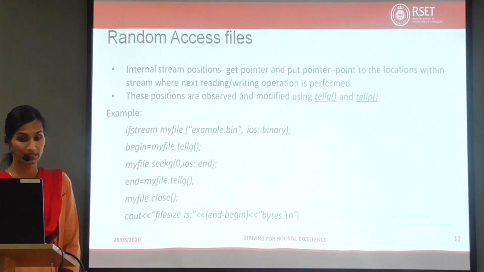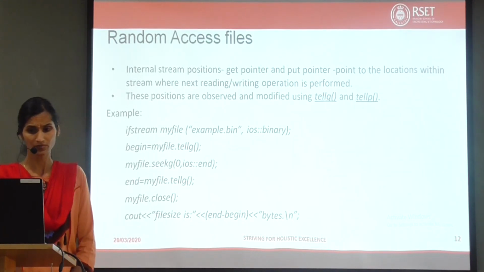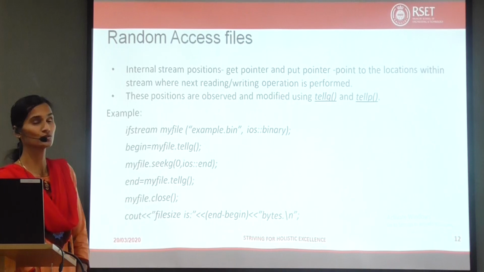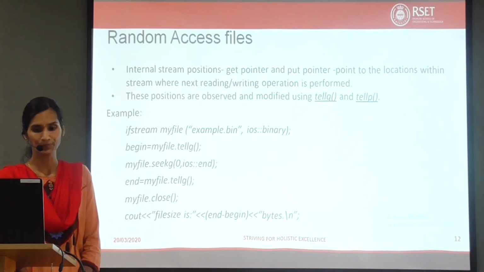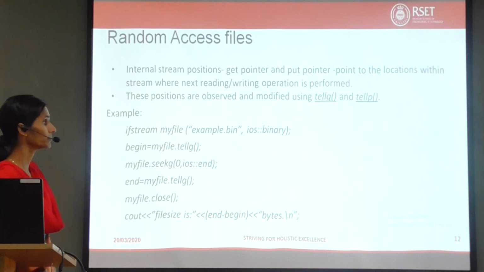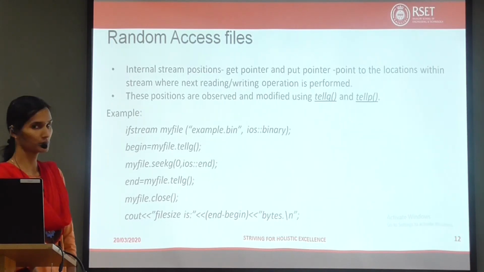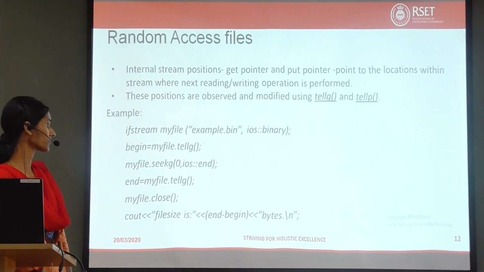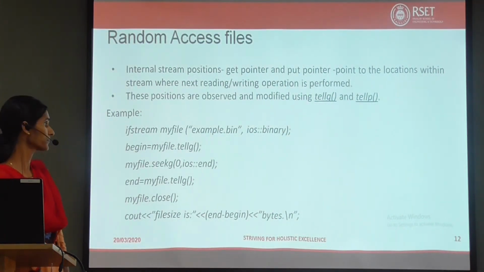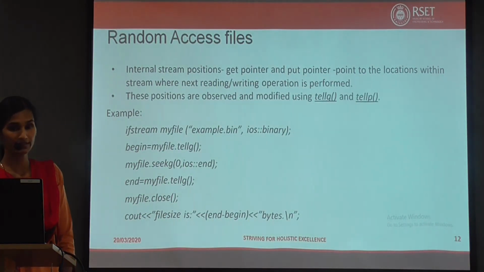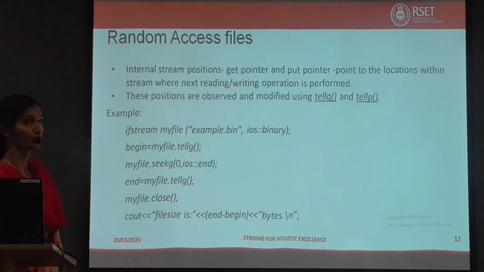Now, random access files, in the example you can see how it is used. It has the internal stream positions, the get pointer and the put pointer, which you use to tell it where it has to go and write in the particular file. You can see in the example, I have opened a binary file with the ifstream function. My file is simply the internal file name I've used. Example.bin is the binary file name, that is the external file name. And I use tellg to get me the position where I want to begin writing.